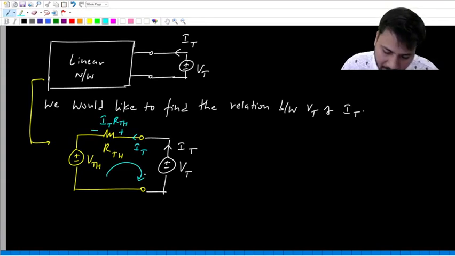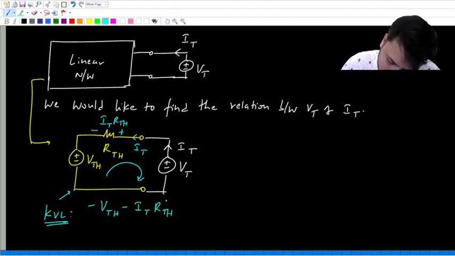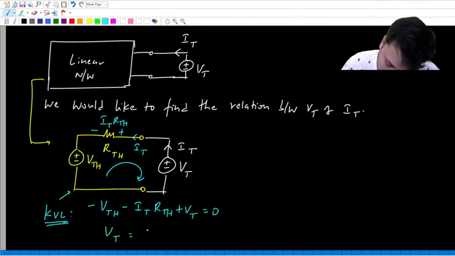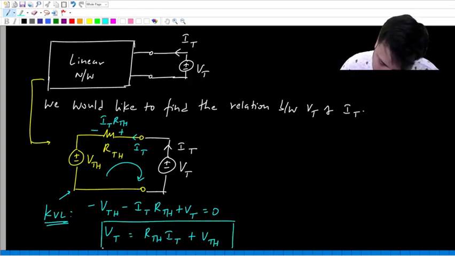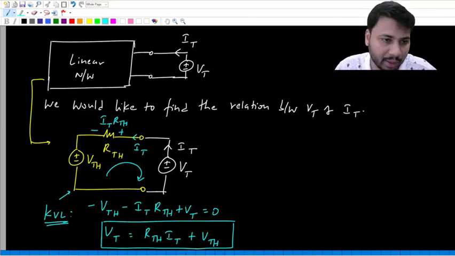Now can't we write KVL around this loop? So if you write KVL around this loop starting from this point, you will get minus Vth minus It times Rth plus Vt equal to 0, or Vt equal to Rth times It plus Vth. This is an extremely important result. Vt equal to Rth times It plus Vth. That is the relation between the test voltage and the test current, that is, Vt and It.